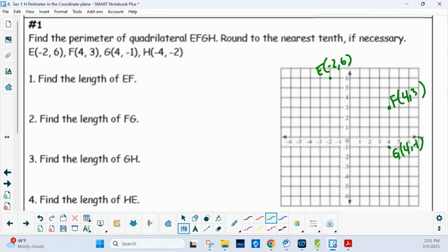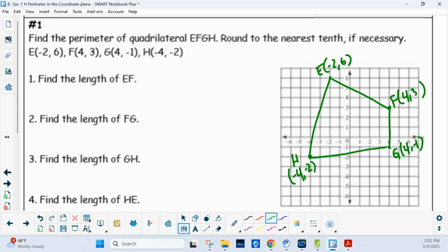-1, and H at -4, -2. Okay, so it just takes a second to write them on there. It just helps out when you're using that distance formula to have them written on the segment you're trying to find the length of. Connect them as best you can, as straight as you can.